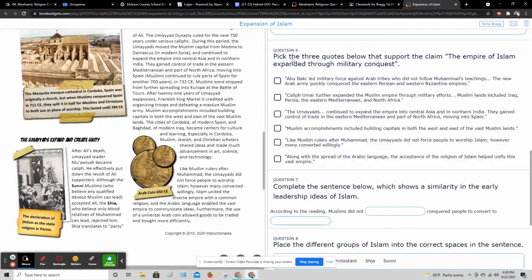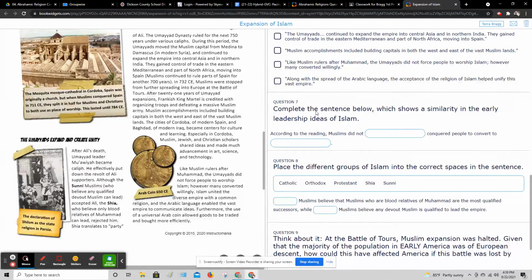Question 6 is saying to pick the 3 quotes below that support the claim, the Empire of Islam expanded through military conquest. All right, that means battling, conquering, taking over land, taking over other areas. So you're looking for the 3, count it, 1, 2, 3 sentences that actually explain them taking over land.